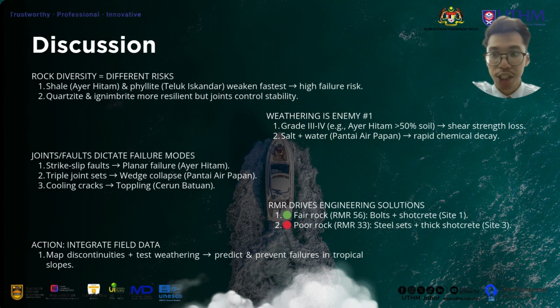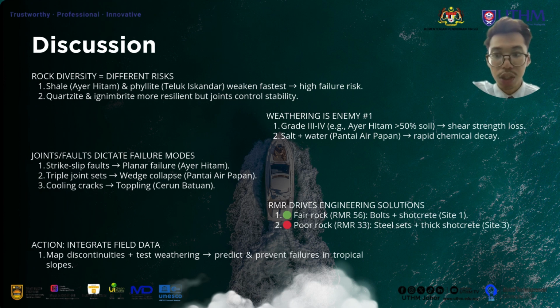Okay, let's move to the discussion. Our team's field analysis across Mersing Geopark uncovered 5 critical insights. Number 1: rock type dictates risks. Shale at Aitam and phyllite at Teluk Iskandar were the weakest, demanding immediate attention. Number 2: weathering is our top enemy. At Aitam, grade 4 weathering turned rock to soil, slashing strength by 50%.